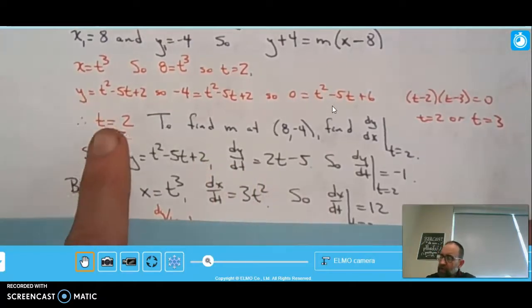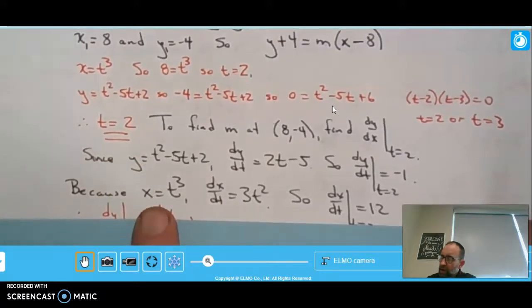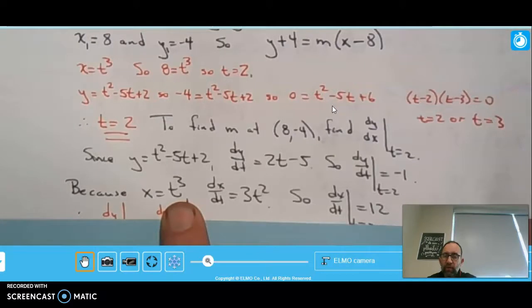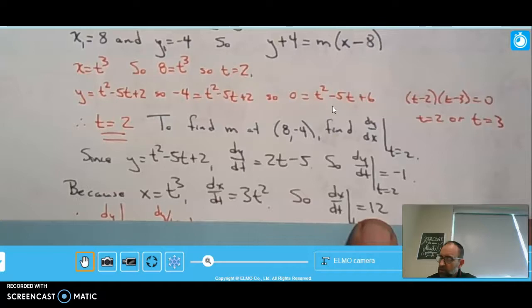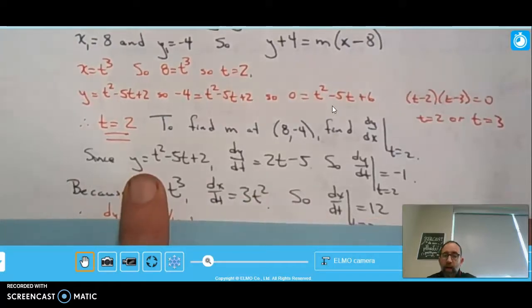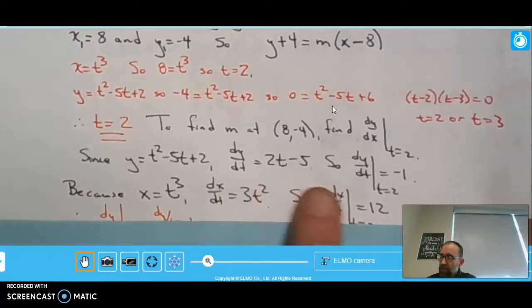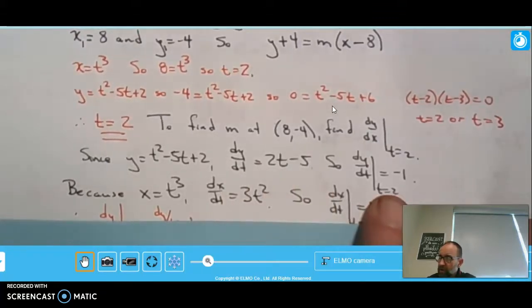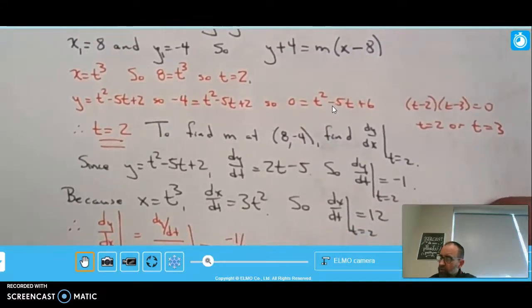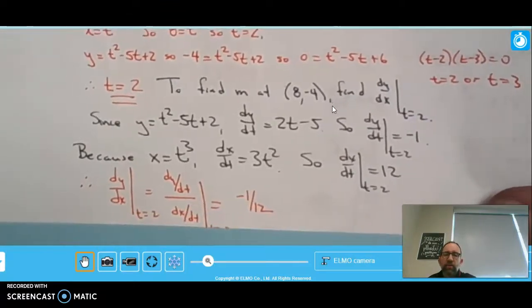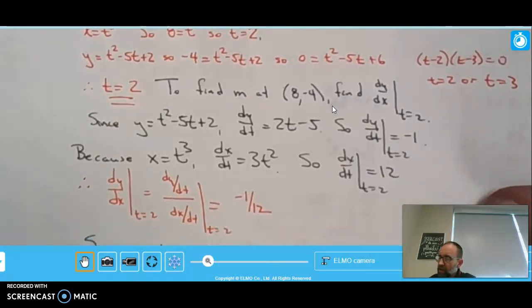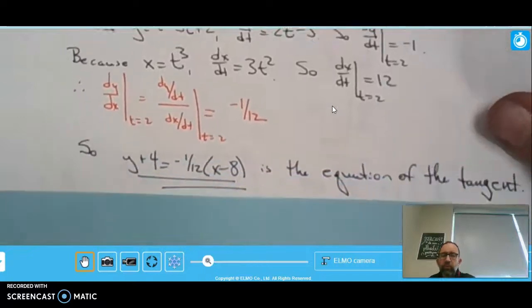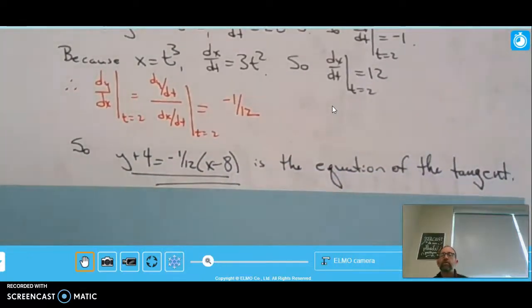So if we plug 2 back into the derivative for x, the derivative of x with respect to t is 3t squared. Plugging in 2, we'll get 3 times 2 squared, or 12. Likewise with the y, its derivative will be 2t minus 5. Plugging in 2, we'll get 4 minus 5, or negative 1 for dy/dt. Dividing those two things will give us negative 1/12 for dy/dx. So negative 1/12 will be our slope. We've got our x value to be 8 and our y value to be 4. So in point slope form, we'll have the equation of the line that you see here.